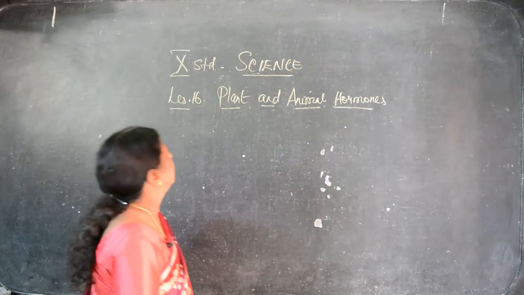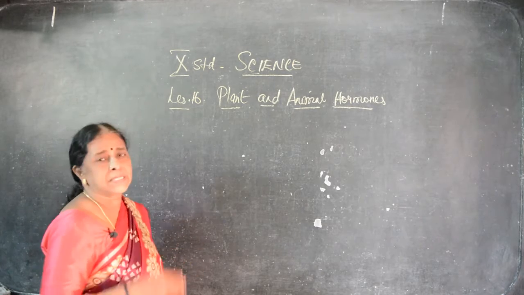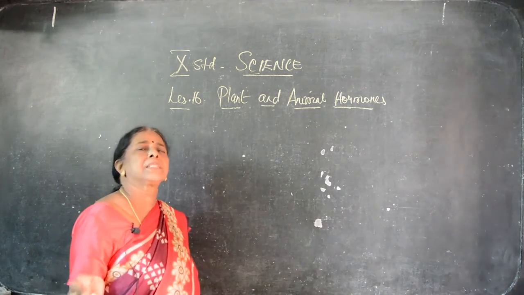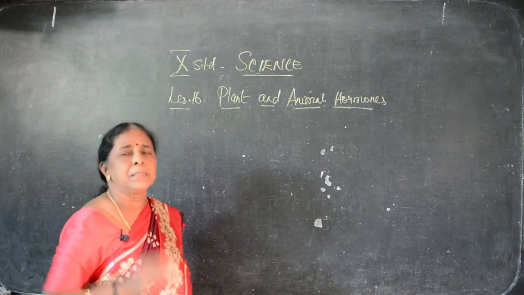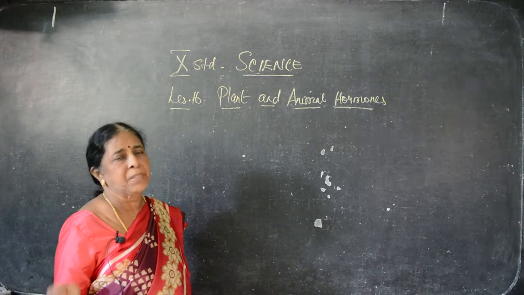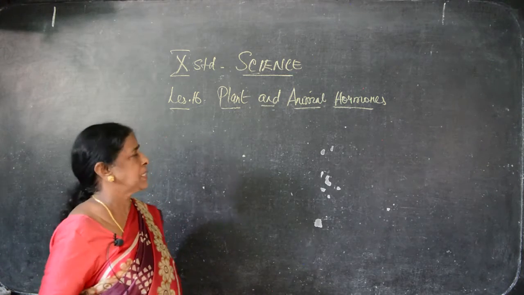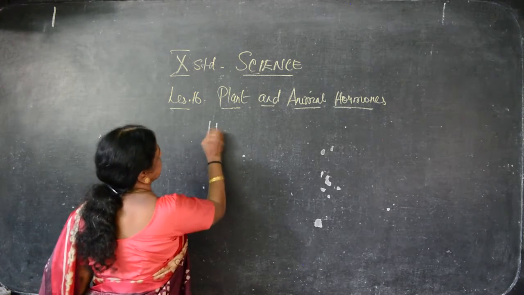Good morning, children. Now we are taking the 10th standard lesson number 16, plant and animal hormones. In previous classes I said we have two things, either plants or animals. We have two categories of liquid present in our body. One is hormones, the other is enzymes. What are the things present? Hormones and enzymes.